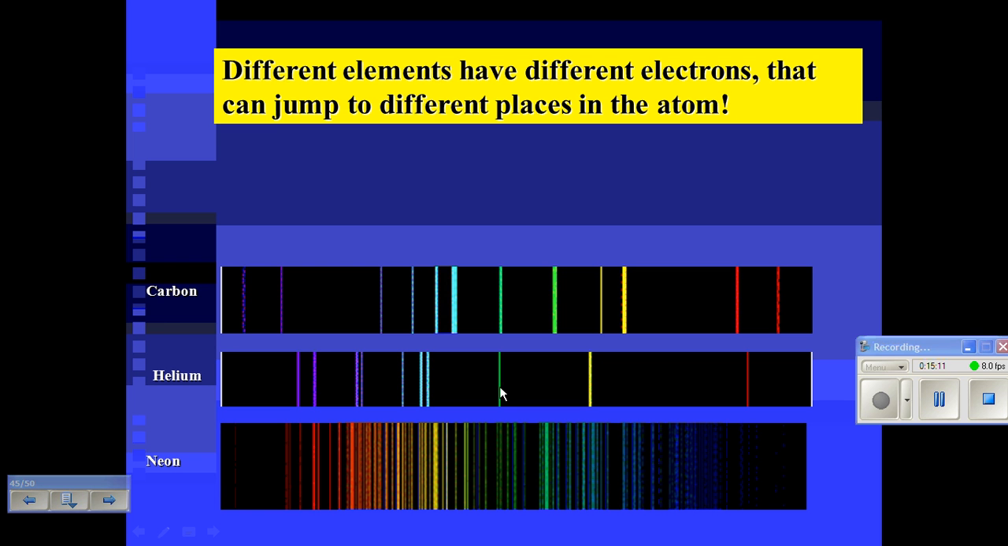Helium has 2 electrons that are jumping, so you get more bands than the hydrogen one that only has 1 electron. Carbon has 6 electrons, and you get more jumps that are possible to give off energy. And then neon has 10. And here you can see the more jumps, the more wavelengths that are hit, and you get more line spectrums for that particular element.